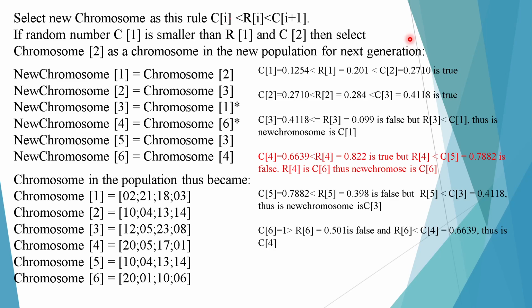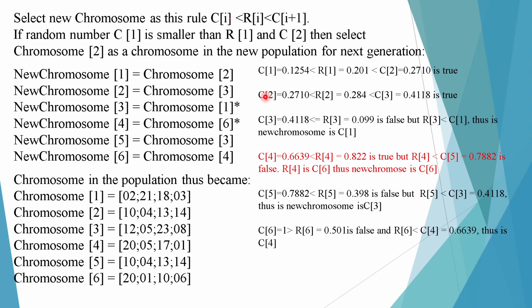For example, to select the new chromosome 1, we check the C1 value, which is 0.1254, which is less than the R1 value, which is 0.201. And then the R1 value is also less than C2, which is 0.2710. The condition is true. C1 less than R1 is true, R1 less than C2 is true. Then the new chromosome 1 will be equal to chromosome 2.